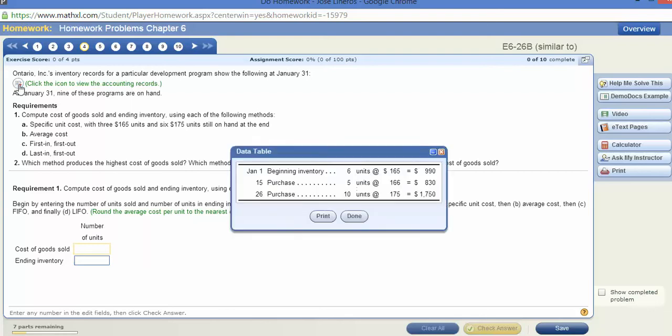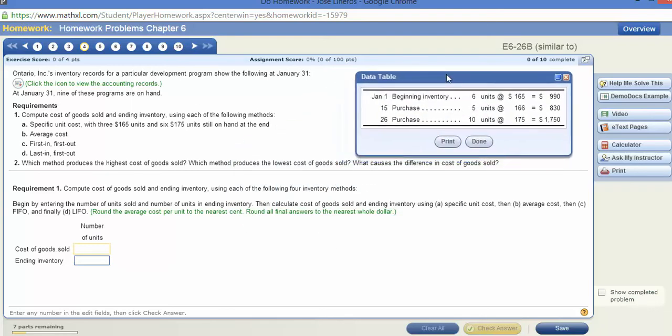One of the things you want to pay attention to is your layers. When you're doing this kind of problem, you notice you have three layers. You have a beginning layer, you have another layer that was added on the 15th, and you have another layer that was added on the 26th. Notice the pricing per unit is going up. You paid $165 for the first 6 units, $166 for the next 5, and then the last 10 you bought are $175.